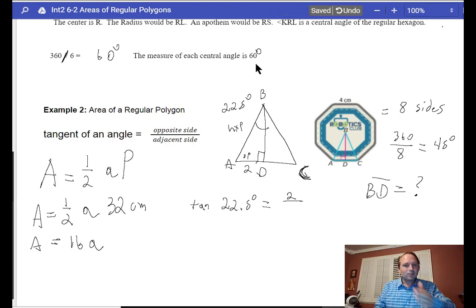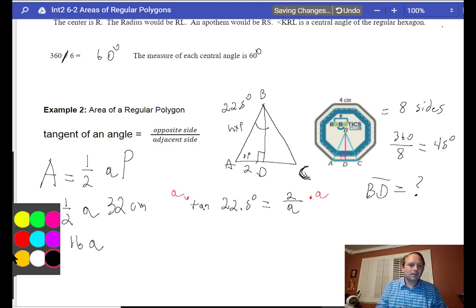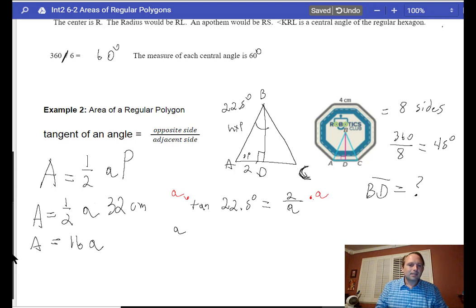So here's the hypotenuse, here's the opposite side right here, here's the adjacent. Adjacent is like next door. So let's say this is A because it's the apothem. Using the multiplication property of equality, we can multiply by A on both sides. Get it out of the basement. We don't like it in the basement. And so we will get A times the tangent of 22.5 degrees equal to 2.